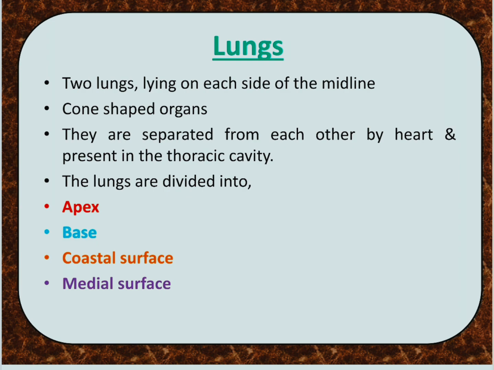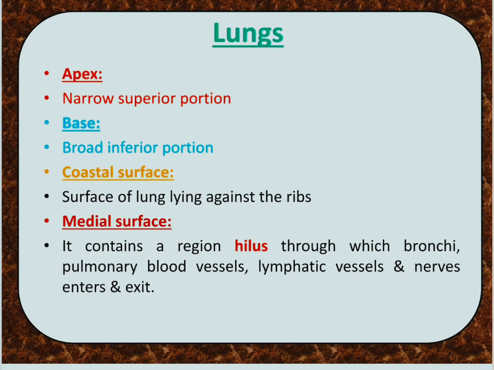The lungs are divided into apex, base, costal surface and medial surface. The apex is the narrow superior part. At the above there is the apex, and at the below there is a broad portion, the base. The costal surface of the lungs lies against the ribs.